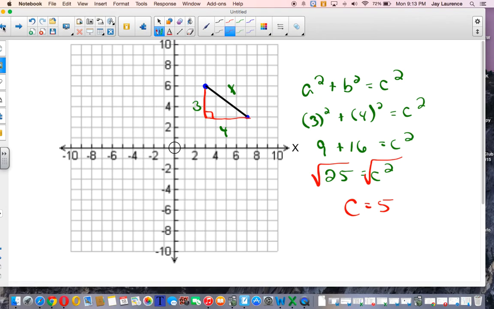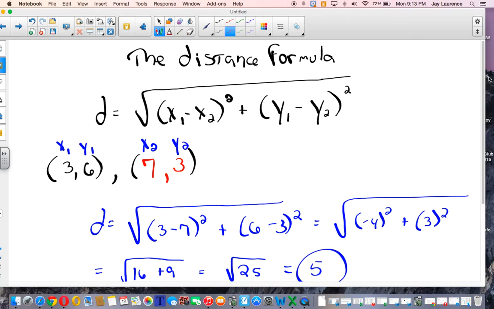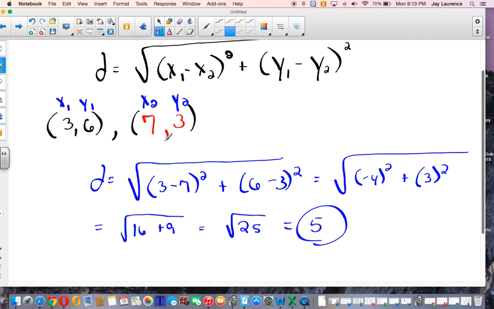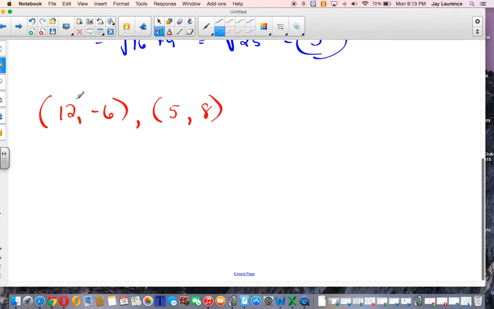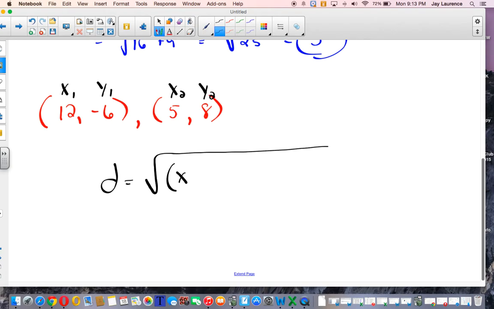When I see a problem like this one here, this is really very similar to the plane flying so many miles north and so many miles west, or the person walking. All right, let's do one more using the distance formula. And we're going to go x sub 1 and y sub 1, and x sub 2 and y sub 2. And so the distance formula is the square root of x sub 1 minus x sub 2 squared plus y sub 1 minus y sub 2 squared.